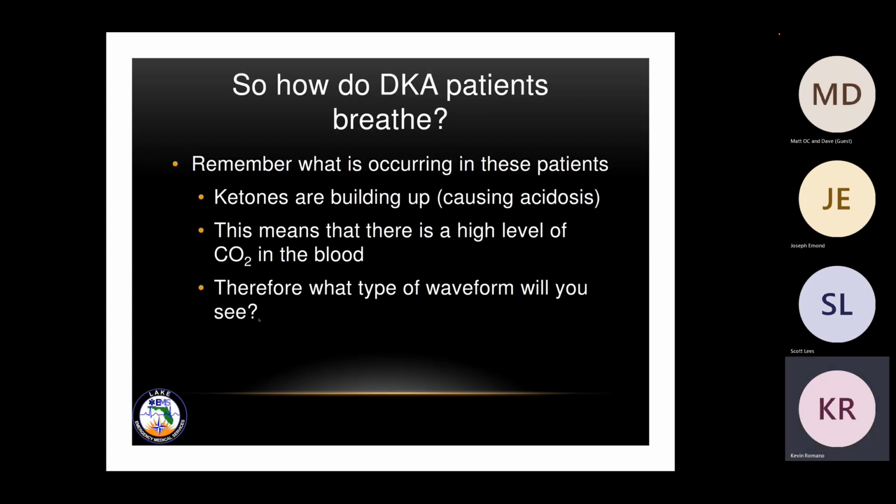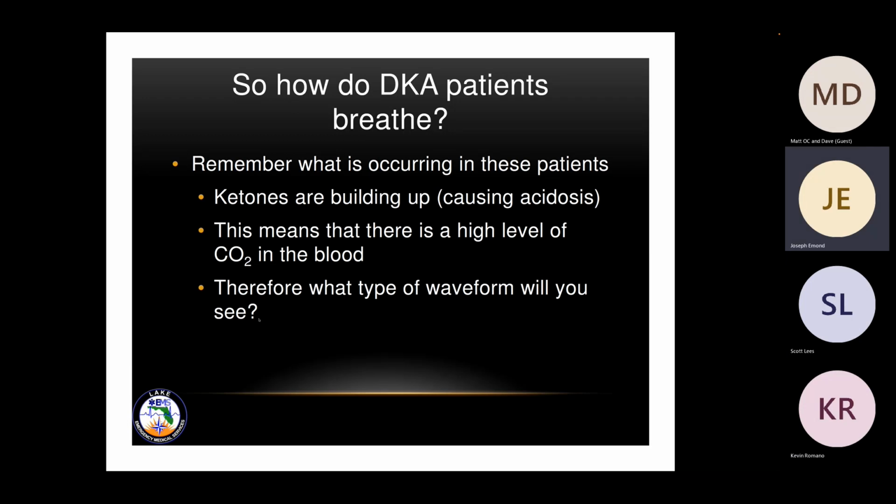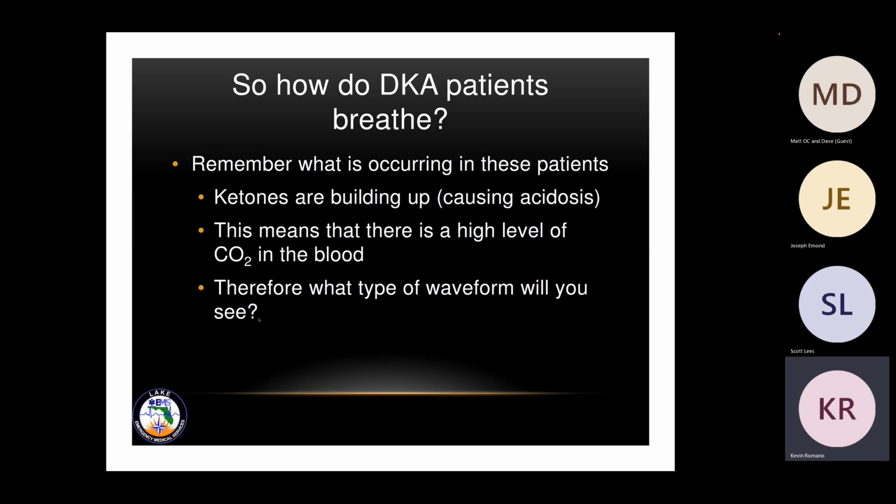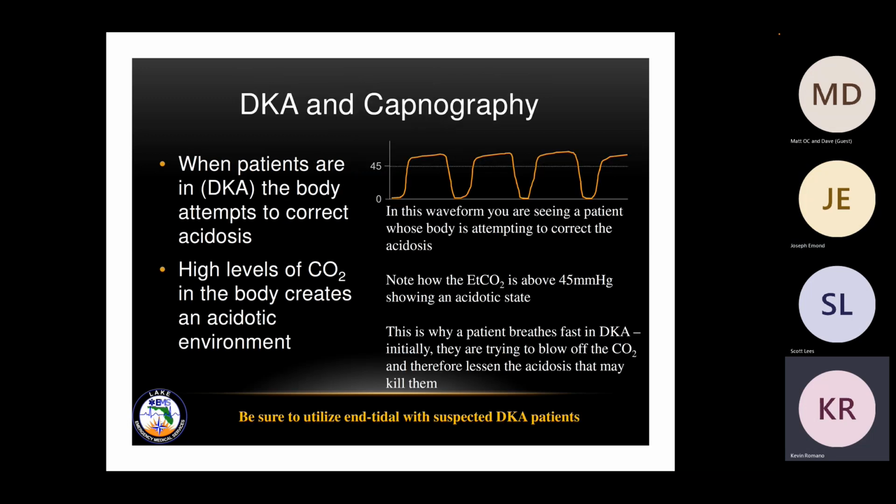So how do DKA patients breathe? Kussmaul respirations. Kussmaul's, right? Yes. So ketones are the buildup causing acidosis, and we're going to have those Kussmaul respirations. This means that there are high levels of carbon dioxide in the blood. Therefore, you'll see a DKA type waveform. So when patients are in DKA, the body attempts to correct acidosis.